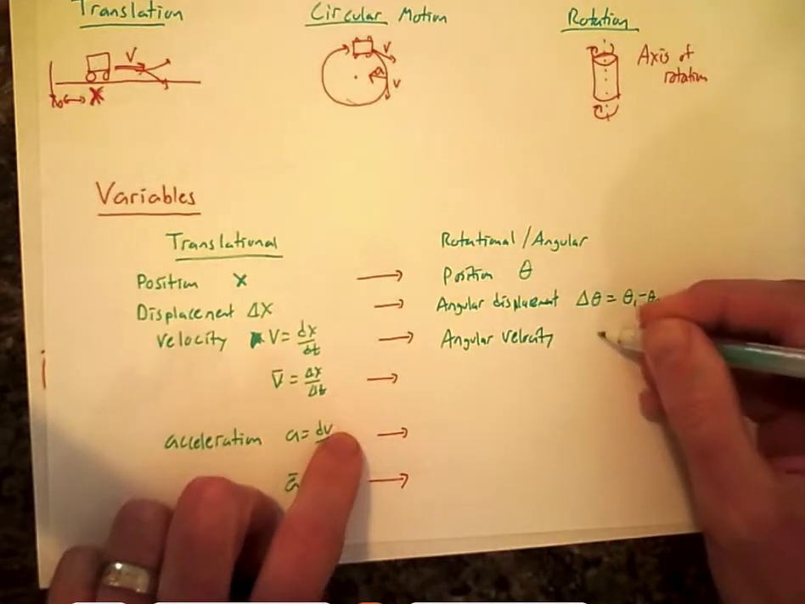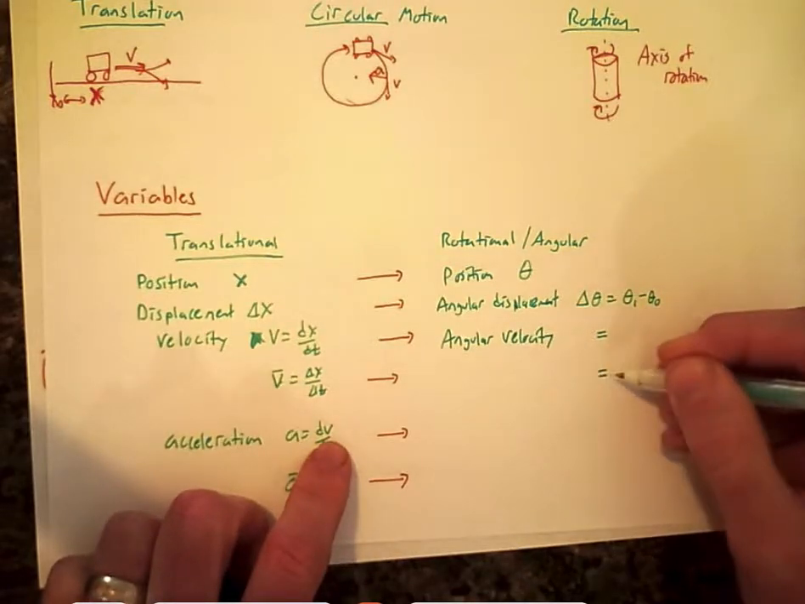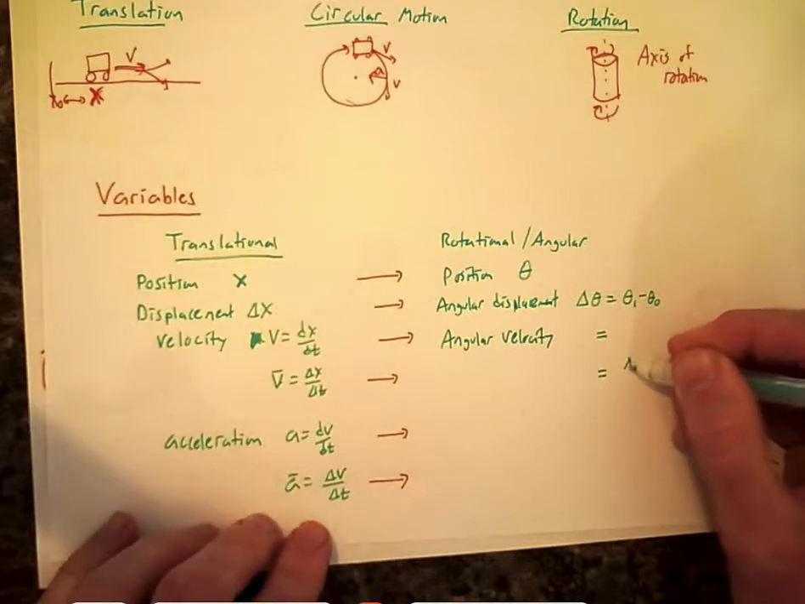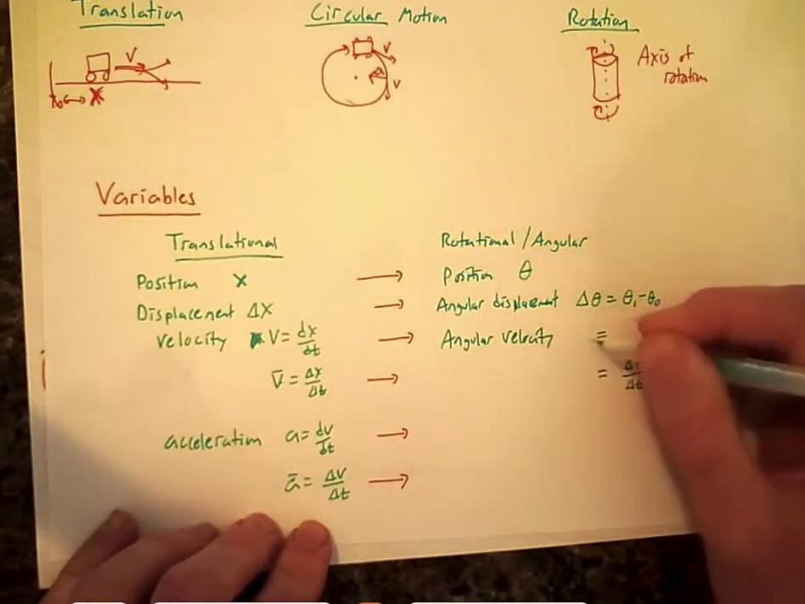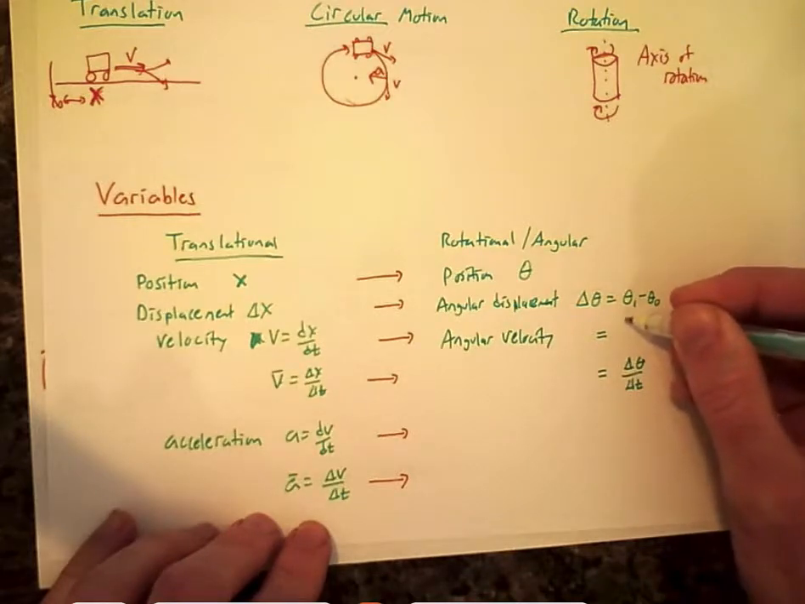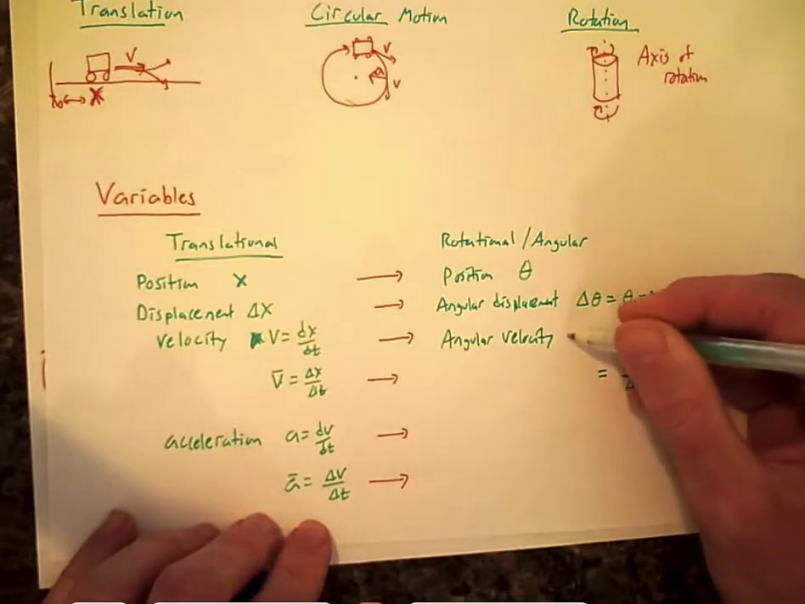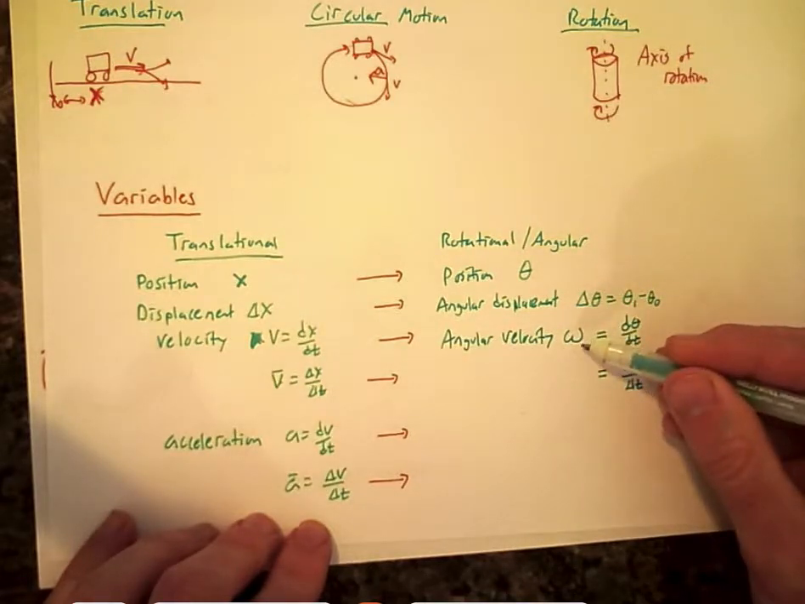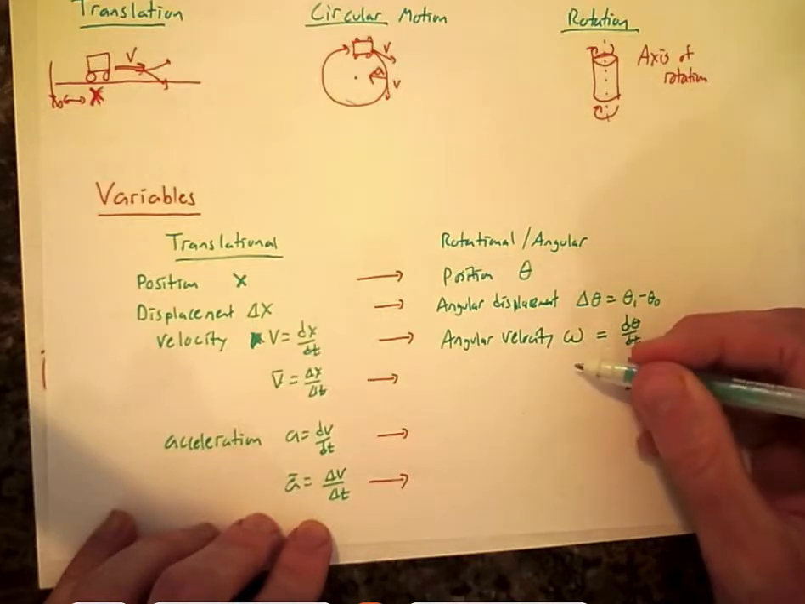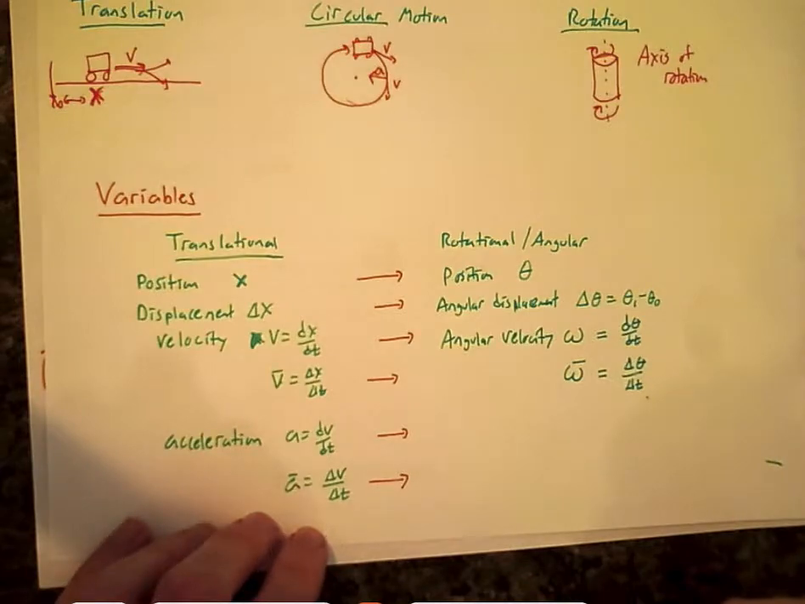So of course it's going to be equal to, there's going to be a couple different kinds. We're going to have an average angular velocity, so that's going to be your angular displacement divided by time. And we're going to have an instantaneous angular velocity, which is going to be d theta dt. The variable for this is a lowercase omega. It looks like a w, but it's not a w. It's a lowercase omega. And then this is going to be omega average, like that. So that's average angular velocity and instantaneous angular velocity.